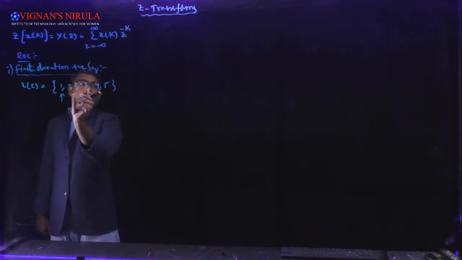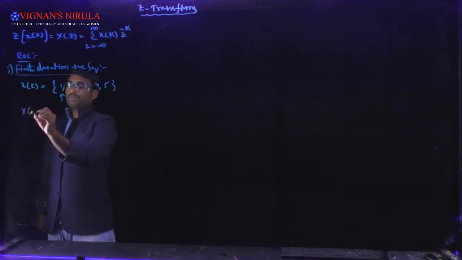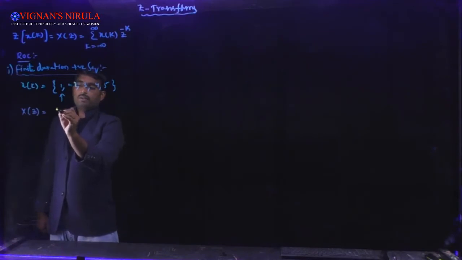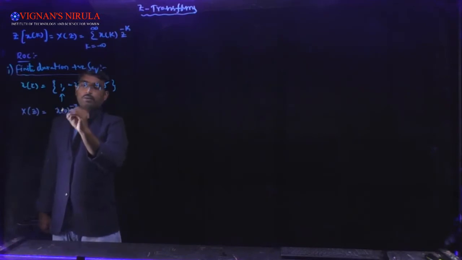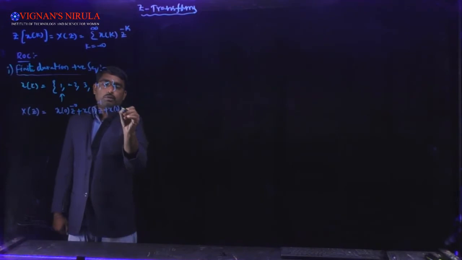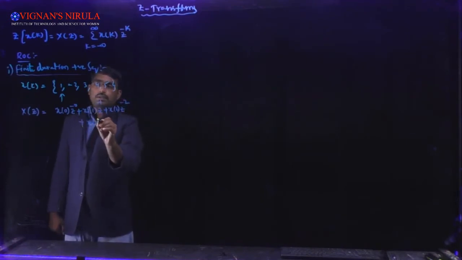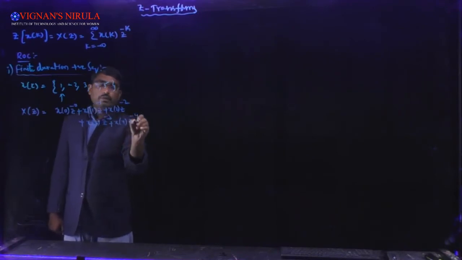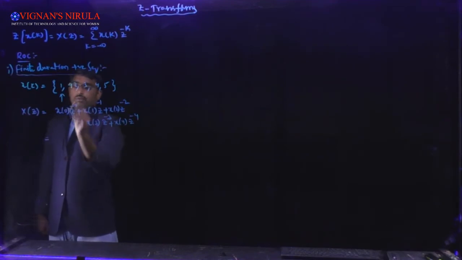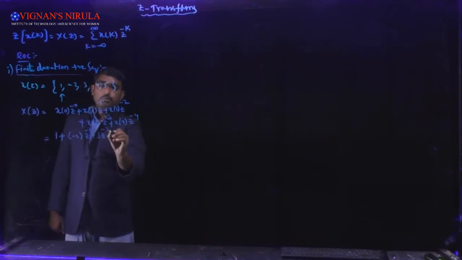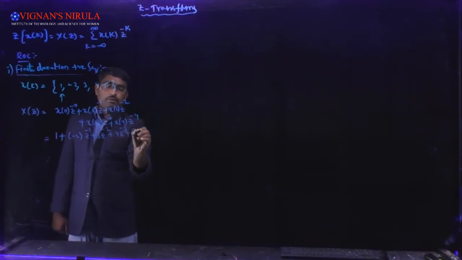If you find the Z transform for this sequence, then x of z becomes x of 0 into z power minus 0, plus x of 1 into z power minus 1, plus x of 2 into z power minus 2, plus x of 3 into z power minus 3, plus x of 4 into z power minus 4. Putting in all these values: 1 into z power minus 0, plus minus 2 into z power minus 1, plus 3 into z power minus 2, plus 4 into z power minus 3, plus 5 into z power minus 4.